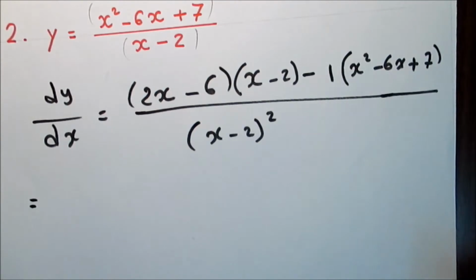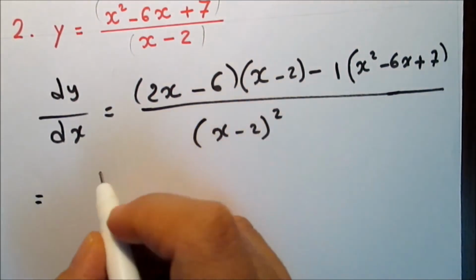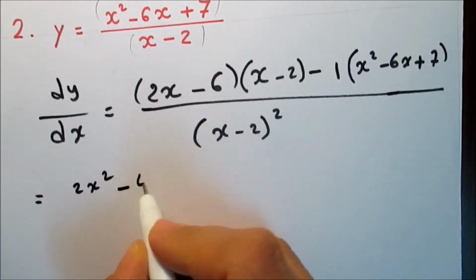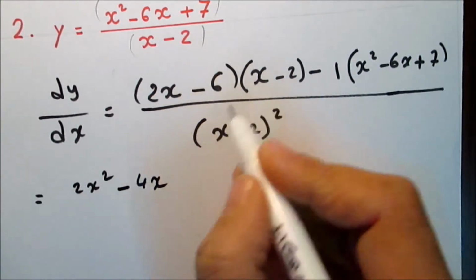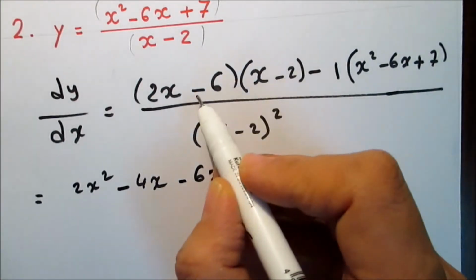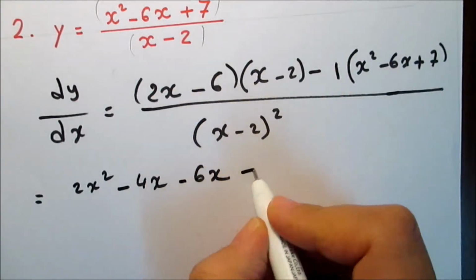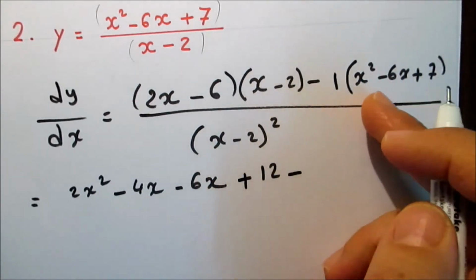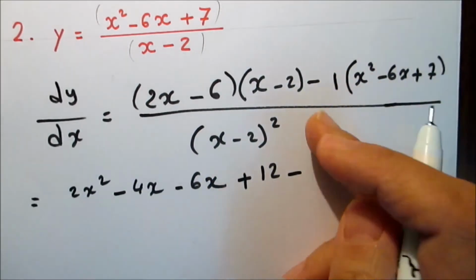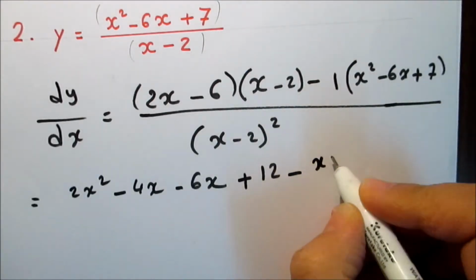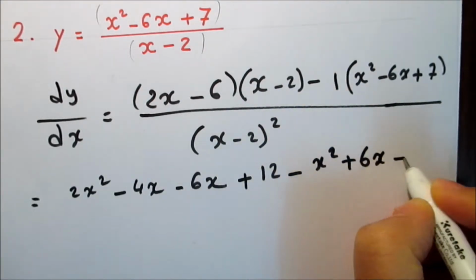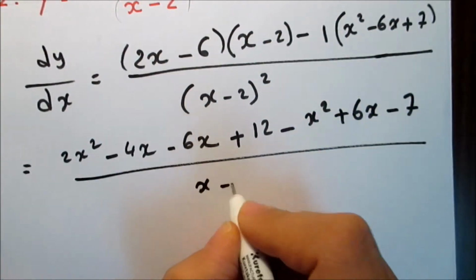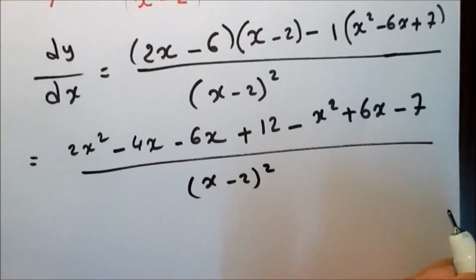Simplify. 2x times x to be 2x squared, 2x times negative 2 to be negative 4x, then negative 6 times x to be negative 6x, and negative 6 times negative 2 to be positive 12. Then minus, change the sign of each term within brackets, because of the negative sign. So negative x squared plus 6x minus 7. Down, keep it x minus 2 all squared.